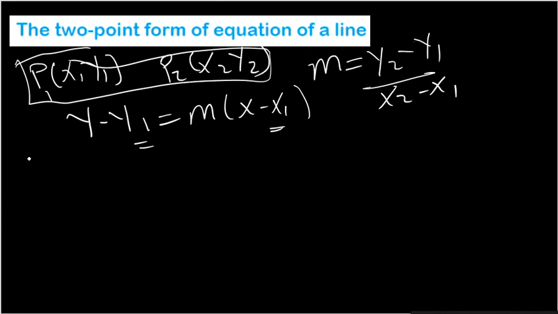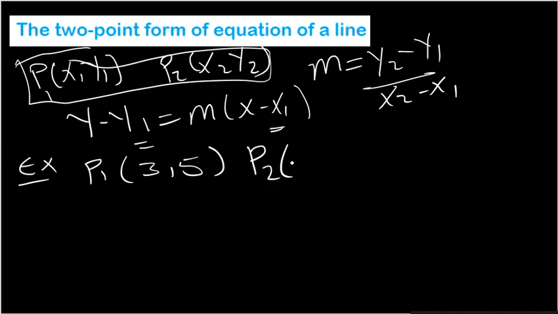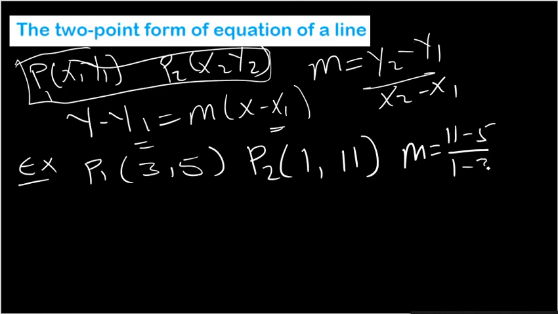For example, let's say the point P1 is (3, 5), and the second point, let it be (1, 11). So first we need to find the slope. The slope will be 11 minus 5, y2 minus y1, the whole over 1 minus 3. It's going to be 6 over negative 2. So the slope will be negative 3.